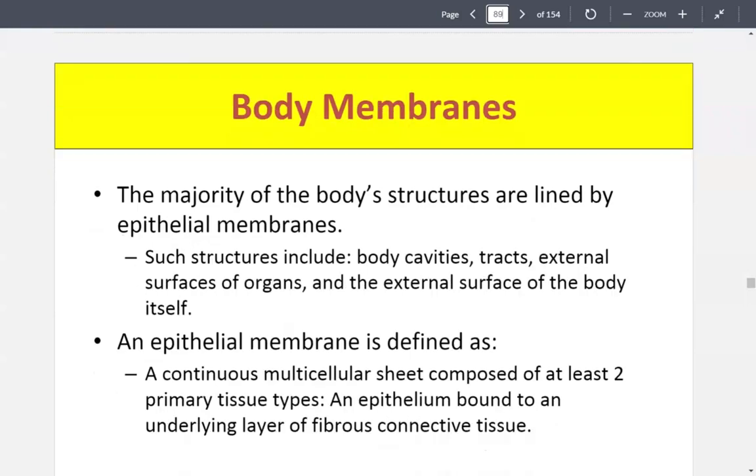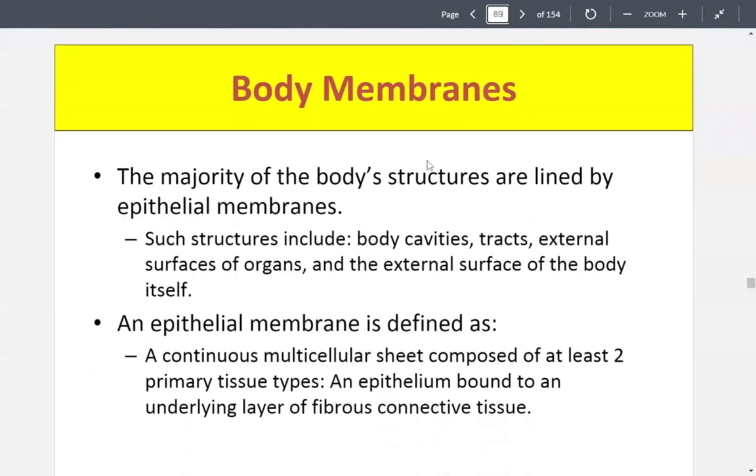Let's talk about membranes. Membranes are usually the lining of many of our structures, either inside or outside. A vast majority of our structures are lined by epithelial membranes: your body cavities, tracts, and the external surface of the body itself. So, what defines an epithelial membrane?